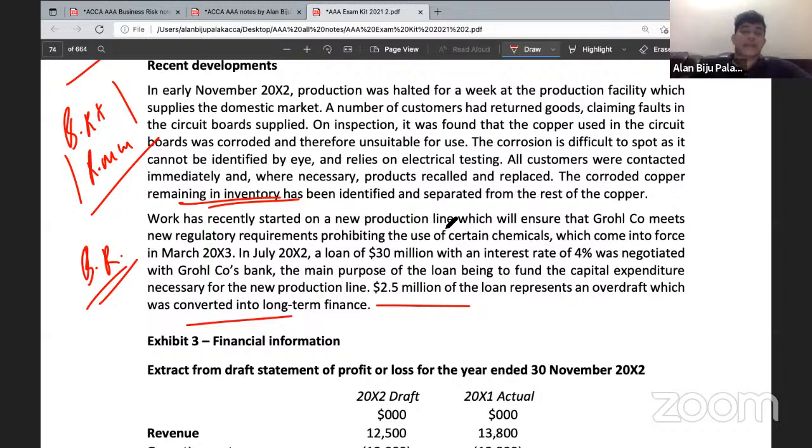Why is the company building a new production line? What is the reason for which the company is building the new production line? Because the company won't be able to use its existing production facility due to the changes in law, right? So we are creating a new asset here. At the same time, one of our assets is getting useless.